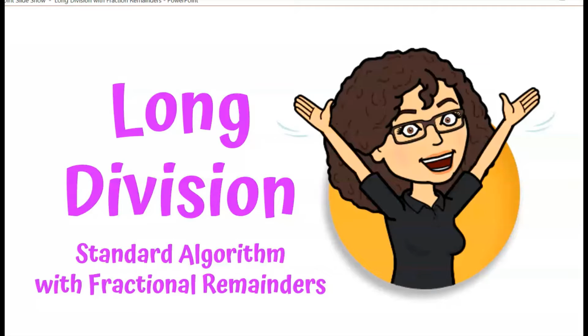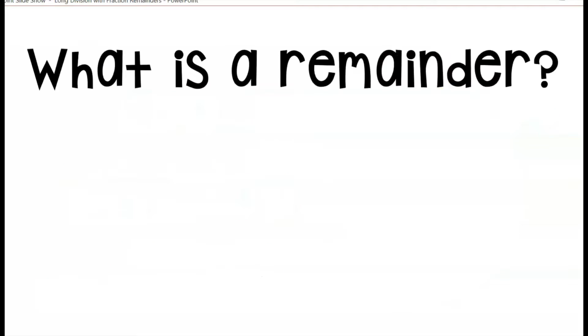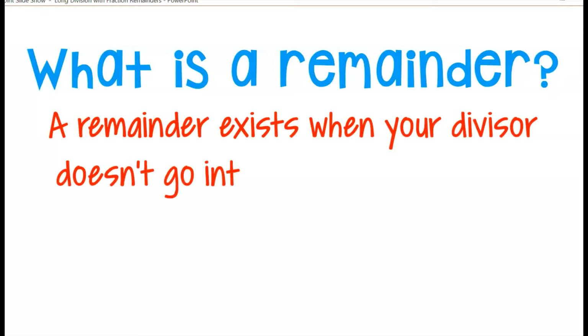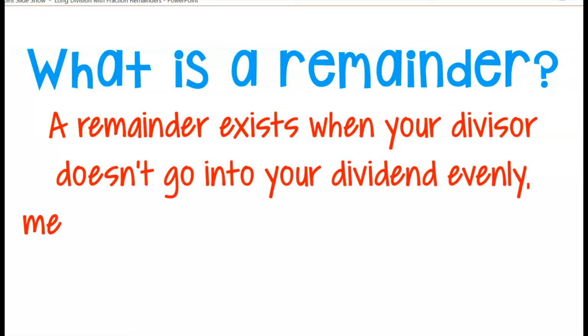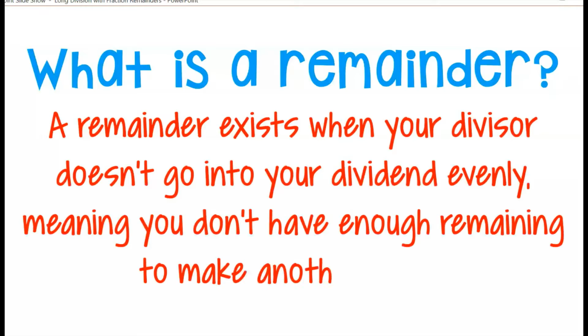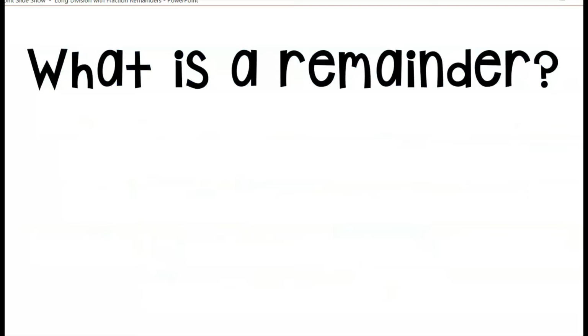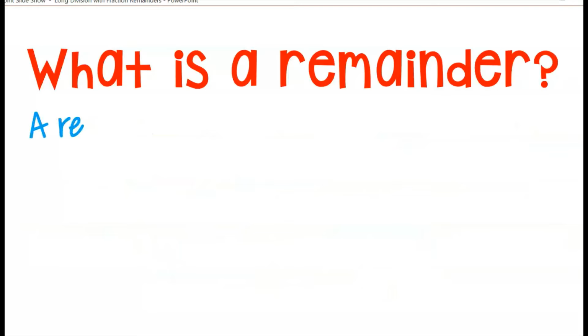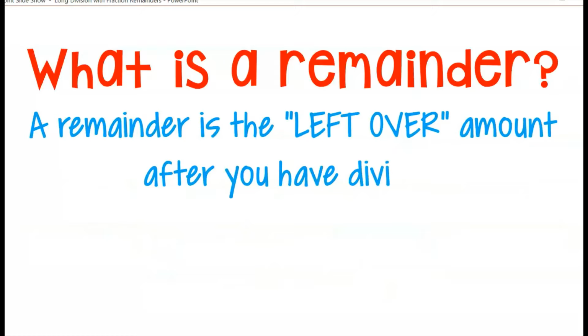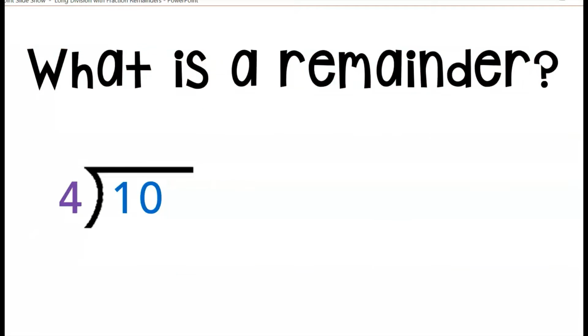This video is designed to help you make a fraction out of your remainder. What is a remainder? A remainder exists when your divisor doesn't go into your dividend evenly, meaning you don't have enough remaining to make another group. A remainder is the leftover amount after you have divided. Let's see what that looks like in an actual problem.